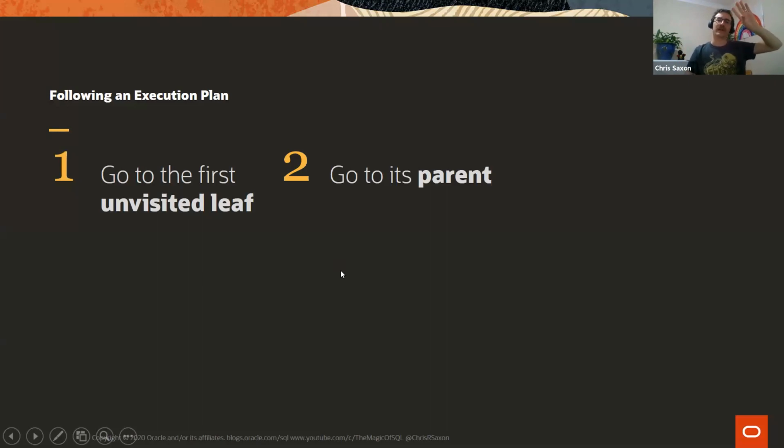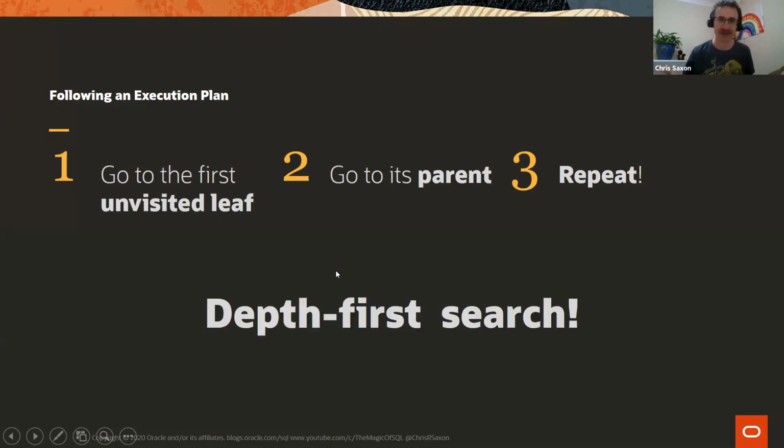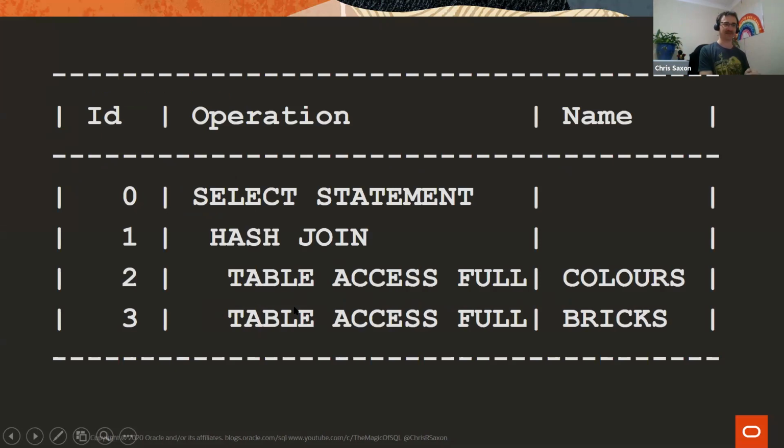From there, we go, okay, what's the next unvisited leaf? Repeat the process. Look for the next unvisited leaf. Once we've read the rows from that, go back up to its parent and keep recursively doing this. If you're familiar with various data structure algorithms or tree traversal ones, this is just a depth-first search of that tree. So let's see how it works with this little simple plan. We'll start nice and easy, and build it up, get more complicated as we go along.